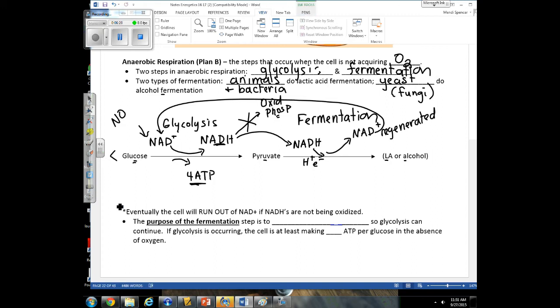So I indicated down here that glycolysis is occurring, but if the cell is out of oxygen, then these NADHs that are produced are not going to be oxidized. So the purpose of this fermentation step is to oxidize NADHs, creating those NAD plus molecules that can be utilized in glycolysis. So at least the cell is getting 4 ATP per glucose molecule in the absence of oxygen.